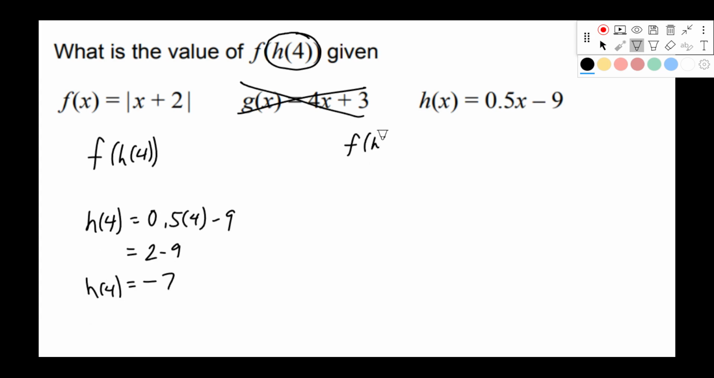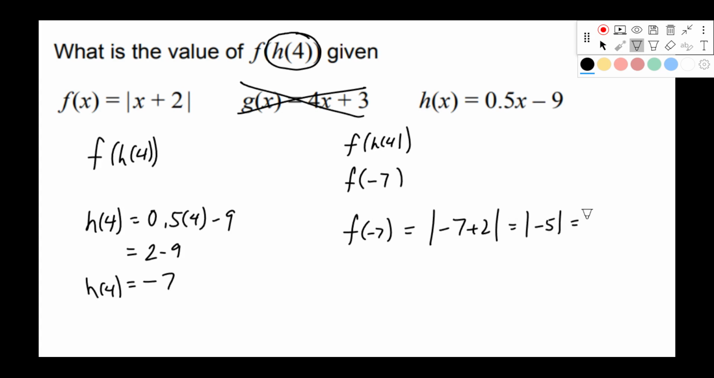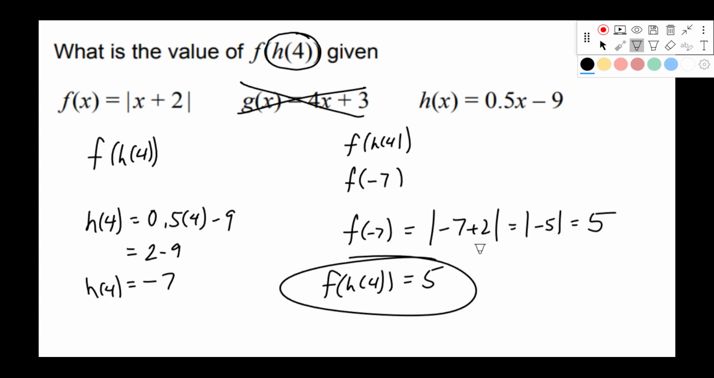Okay, so now let's come over here. We have h of 4 is negative 7. So in place of h of 4, we're going to put negative 7. Now I just want to find f of negative 7. So f of x is over here. f of negative 7 is the absolute value of negative 7 plus 2, which is the absolute value of negative 5. The absolute value of negative 5 is 5. So f of h of 4 is 5. And that's the correct answer. So you're basically doing two function notation problems in the same problem.